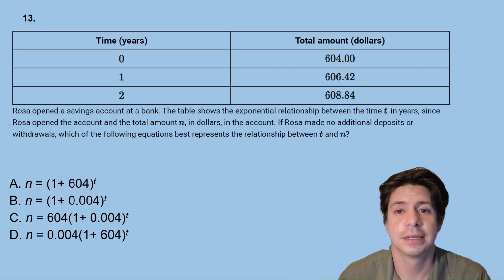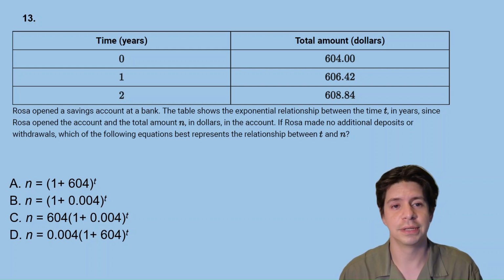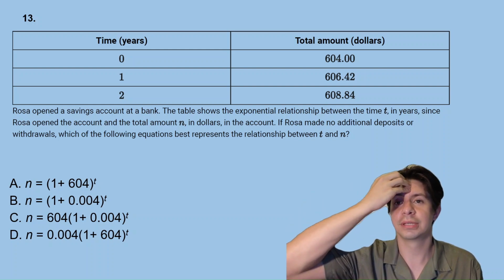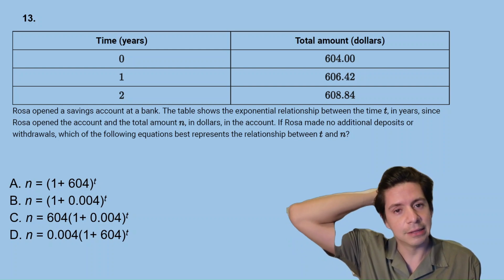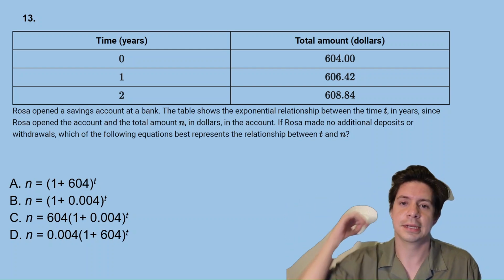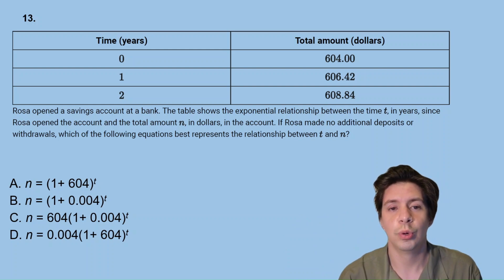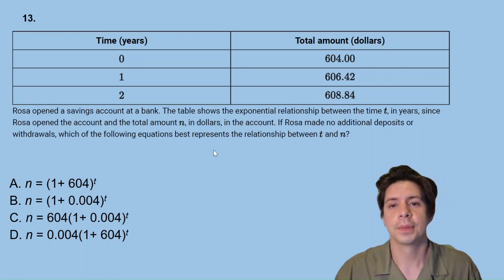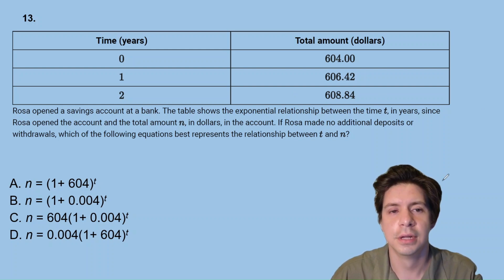So this one has a nice chart, right, which is going to be fun to work with. Rosa opened a savings account at a bank. The table shows the exponential relationship between the time t in years since Rosa opened the account and the total amount n in dollars in the account. If Rosa made no additional deposits or withdrawals, which of the following equations best represents the relationship between t and n?